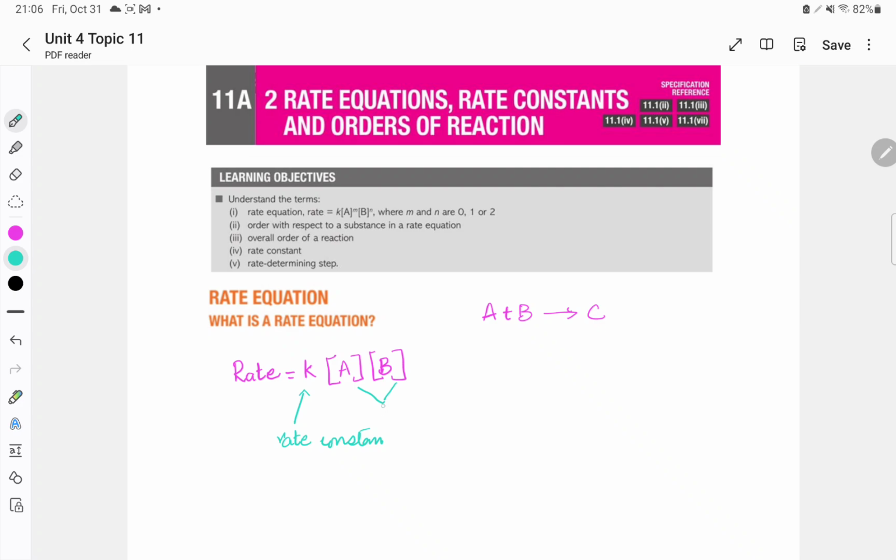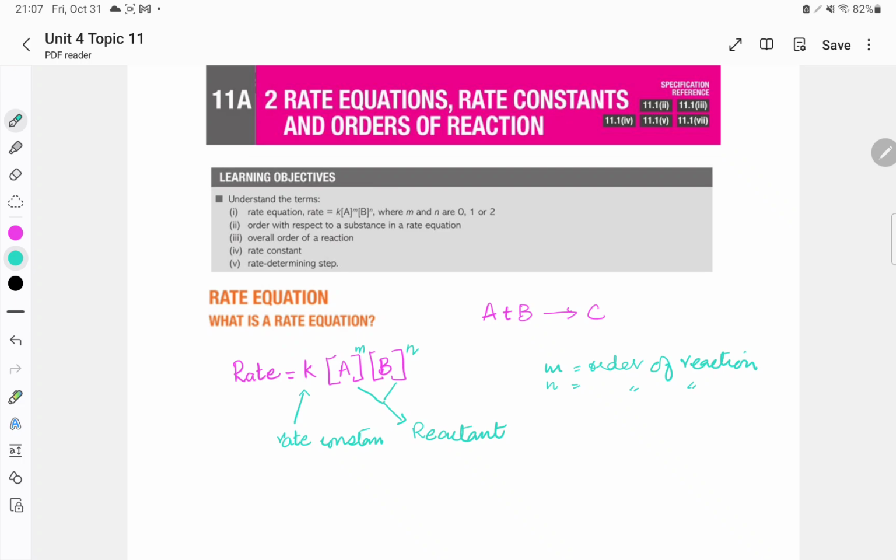And A and B both are the concentrations of the reactants. When there's a square bracket shown, that makes it a concentration. And whatever the powers given here, suppose they are m and n, these m and n are actually the orders of reaction. Order of reaction we will be discussing in this topic later on. So basically, this is what you call the rate equation.